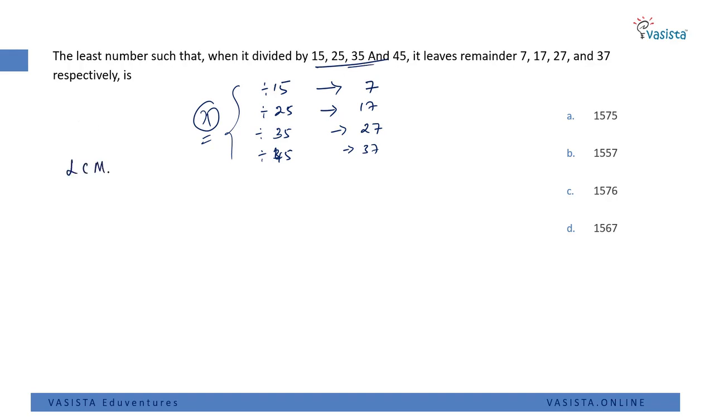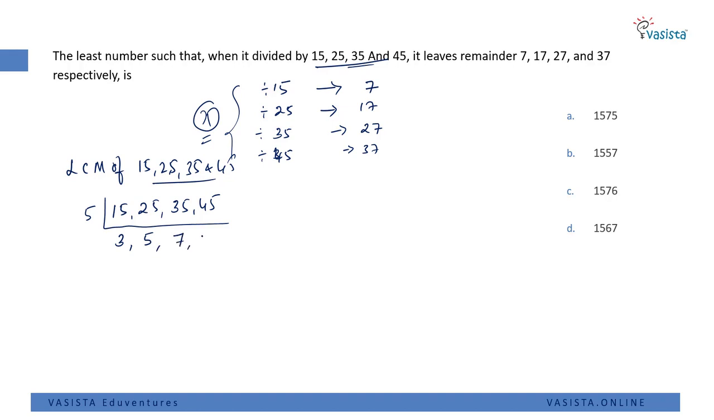First step is you have to take the LCM of 15, 25, 35 and 45. Right. So go with the 5. 5 3s are 15, 5 5s are 25, 5 7s are 35, 5 9s are 45. Again, now go with the 3. 3 1s are 5, I can't divide, so 7 I will keep as it is. Then 3 3s. Now go with this, that is 3 into 3 into 5 into 5 into 7.